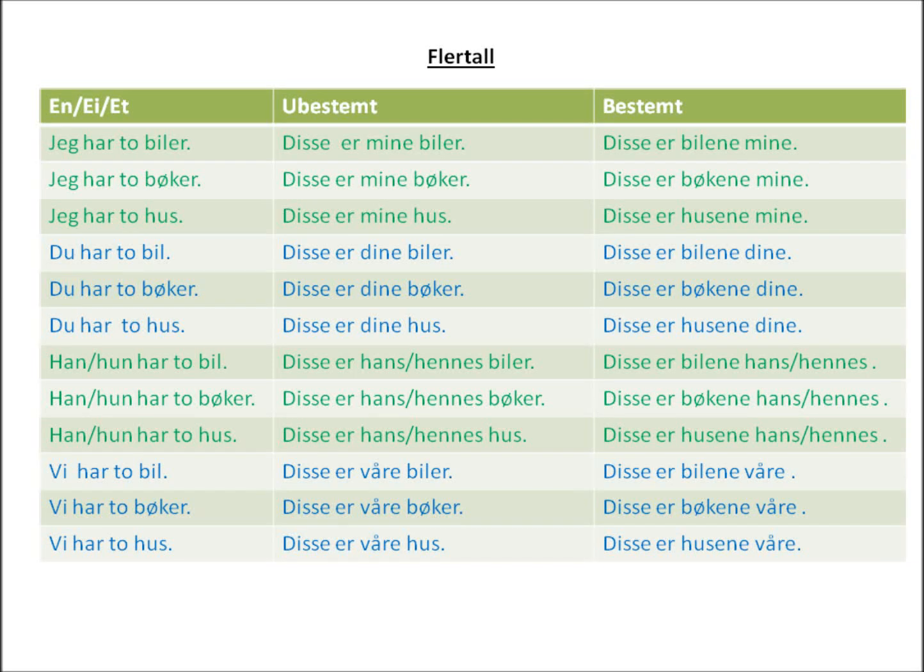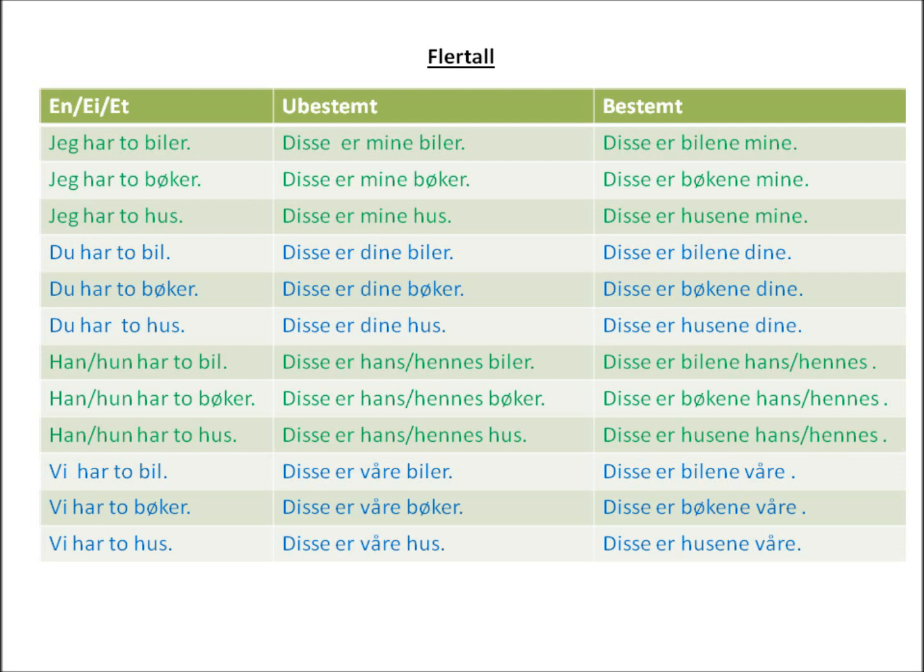Now let us see what happens in flertal. So in flertal, the min and me become mine, dine, våre, and hans and hennes are not changed. And the other rule remains the same: pronomen plus ubestemt or bestemt plus pronomen.